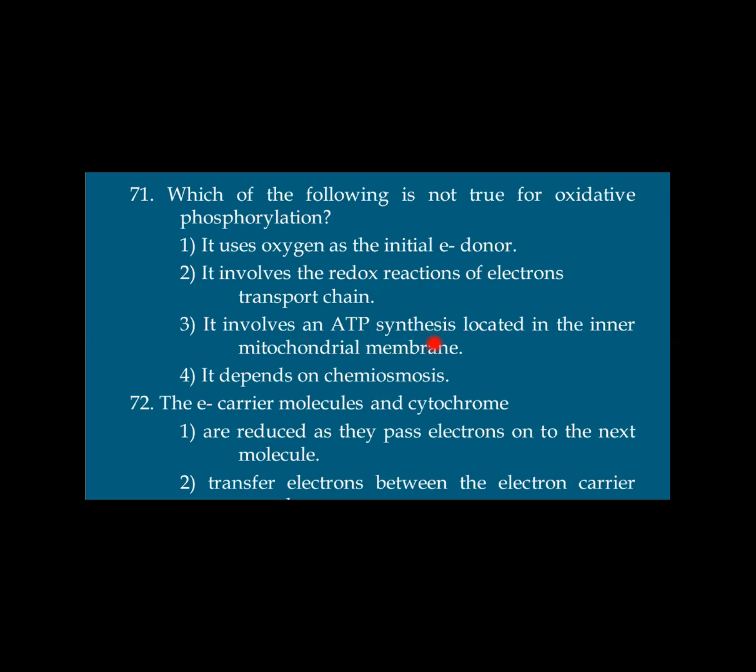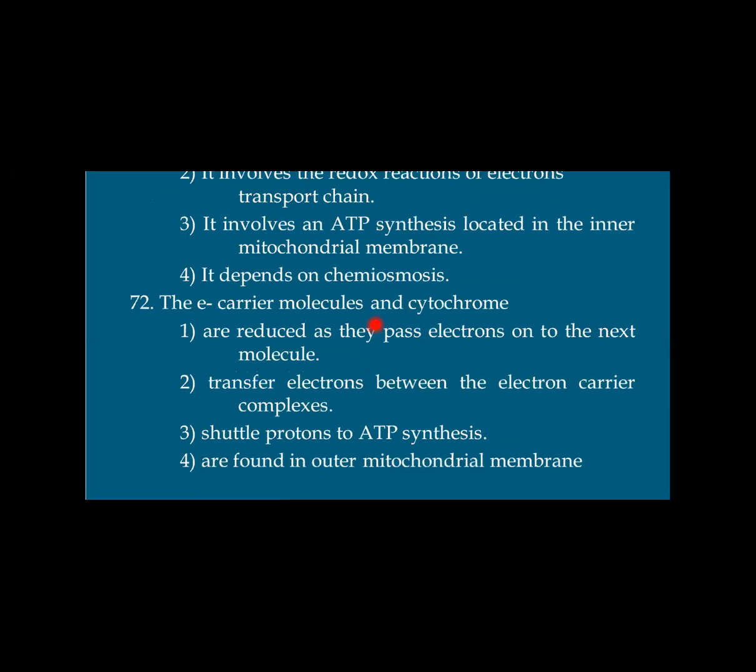It involves ATP synthesis located in the inner mitochondrial membrane, that is right. It depends on chemiosmosis. 100% right. Chemiosmosis means what, students? It means the difference in the concentration of protons, that is, establishment of a proton gradient, and protons will move from high concentration to low concentration via facilitated diffusion using the energy of protons. So this is called the chemiosmotic hypothesis. So option 1 is the answer for this question.